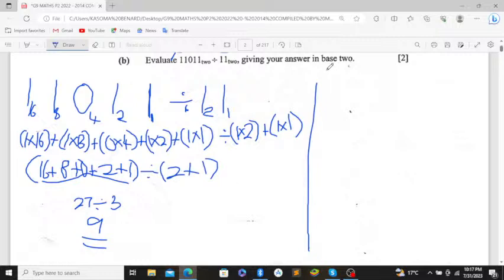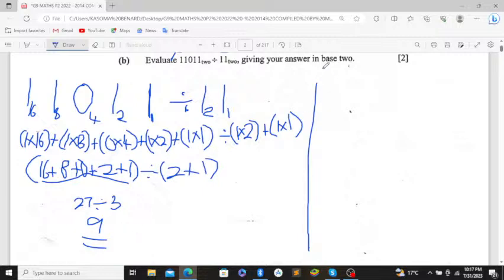Okay, so now once we have found the answer, which is 9, remember, this is not the correct answer they want. This is the procedure and this is just one step, the first step we need to do.